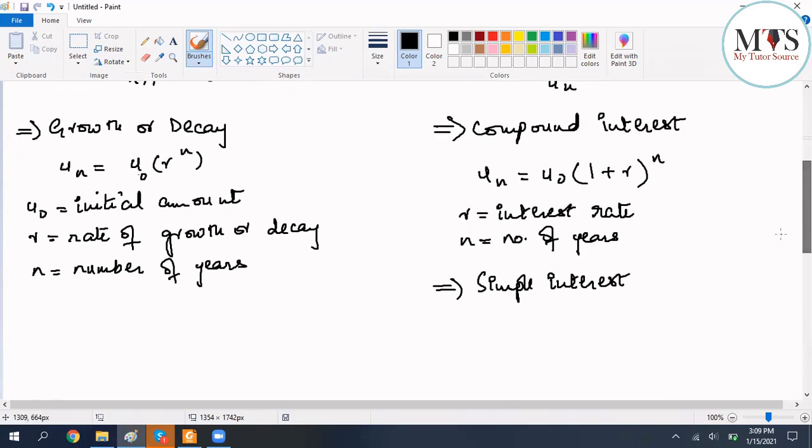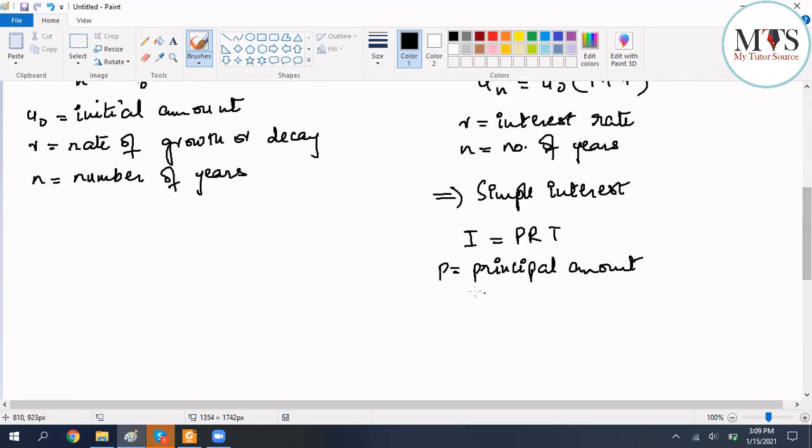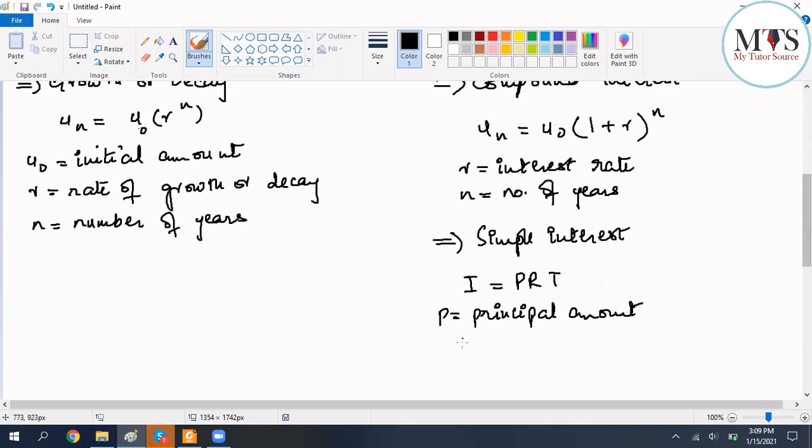Then simple interest is I equals PRT, where P is the principal amount, or the initial amount, R is your interest rate, and T is time.